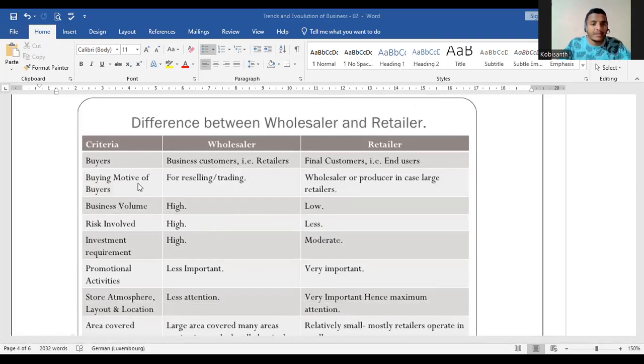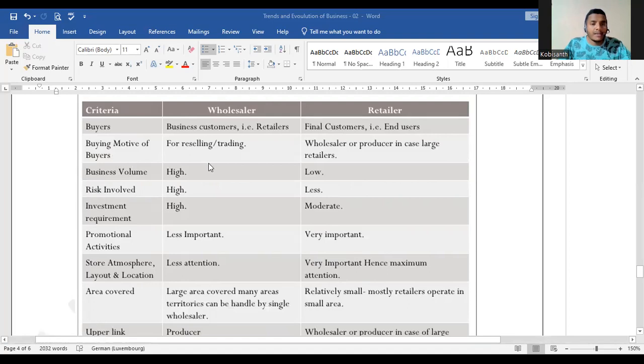So in terms of buyers, business customers or some of the retailers are examples. Here, the final customer should be the end user. The buying motive of buyers is for reselling purposes or trading, while here it is for the purpose of personal use, right? Personal use. Business volume is high for wholesalers, and very low for retailers. Business volume means the amount of quantities or the size of the business.